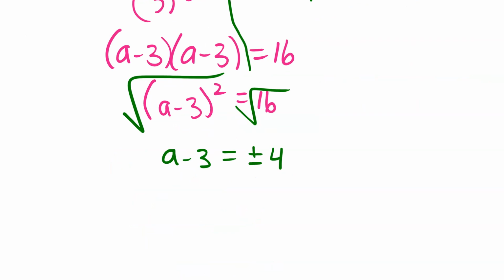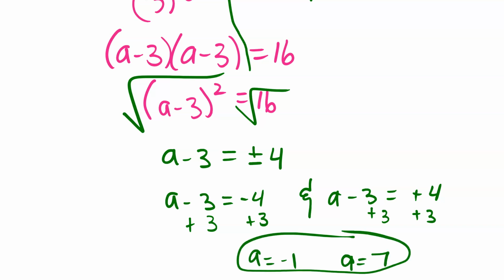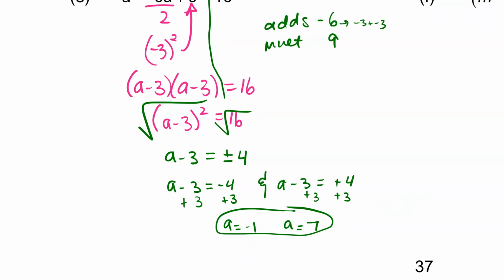Okay, so I have a minus 3 equals negative 4 and a minus 3 equals positive 4. And lastly, to solve for a, I add 3 on both sides. Just a moment. Add 3 to both sides. I get a equals 7 and a equals negative 1. Yeah, negative 4 plus 3 is negative 1. Yes.